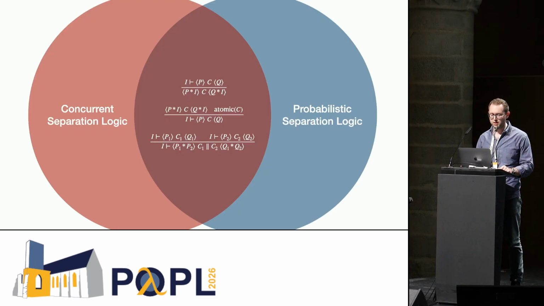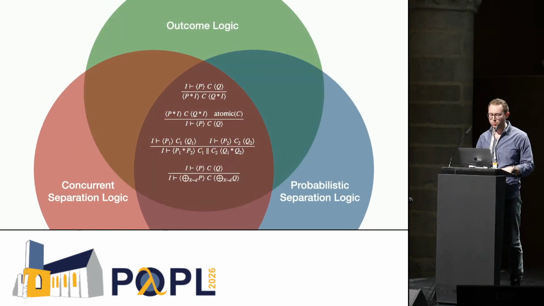Okay, so we started with these rules at the intersection of concurrent and probabilistic separation logic. We added outcome logic, and now we have this expressive set of rules that you can use to reason about a lot of different types of programs. I want to now talk a little bit more about the meta theory behind this.